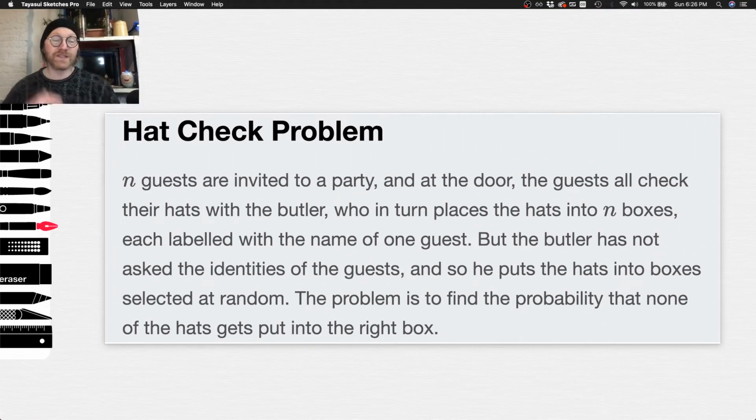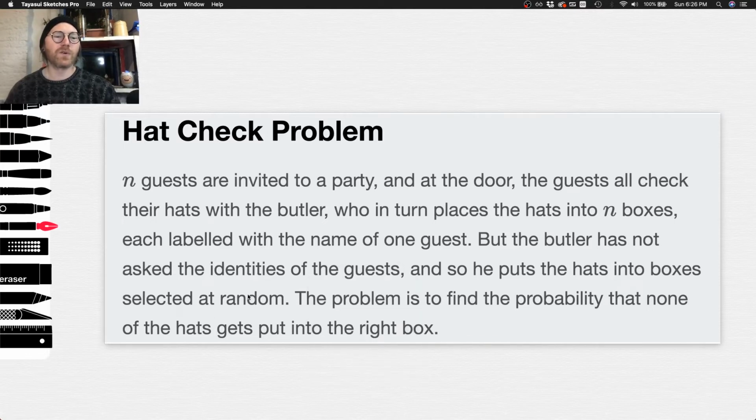This is the hat check problem. N guests are invited to a party, and at the door, the guests all check their hats with the butler, who in turn places the hats into N boxes, each labeled with the name of one guest. But the butler has not asked the identities of the guests, and so he puts the hats into boxes selected at random. The problem is to find the probability that none of the hats gets put into the right box.